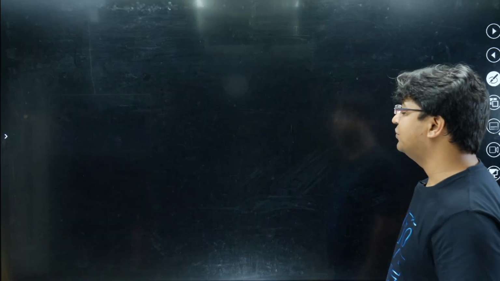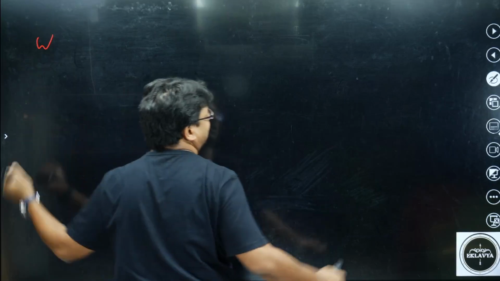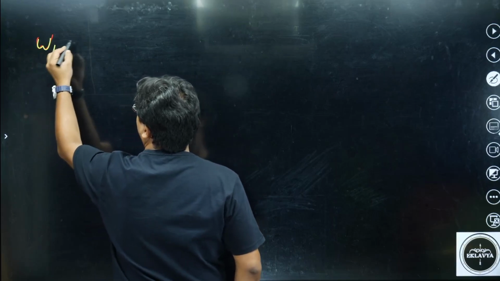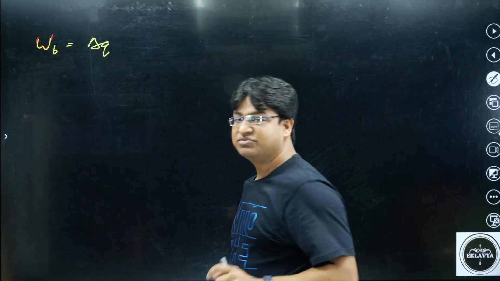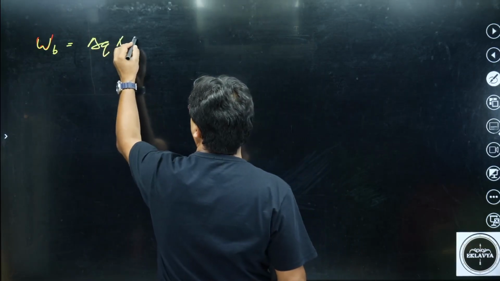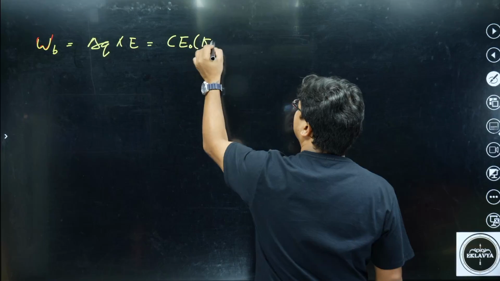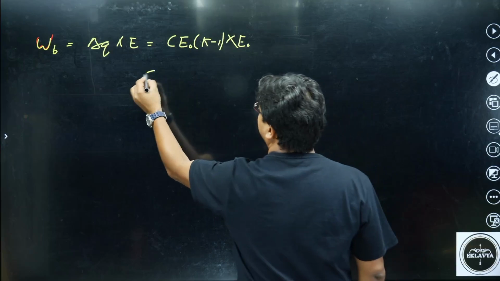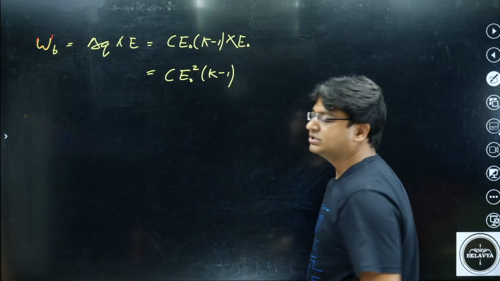Okay, now there are a few points that require explanation. One point is that if we calculate the work done by the battery during the insertion process, this would be delta Q into E. So it would become C E naught and then K minus 1 into E naught. So it would become C E naught square into K minus 1. Okay, this is the work done by the battery.